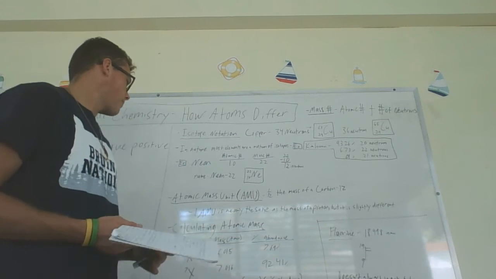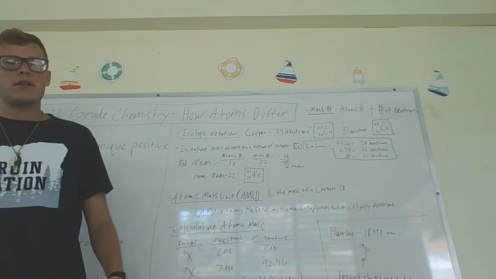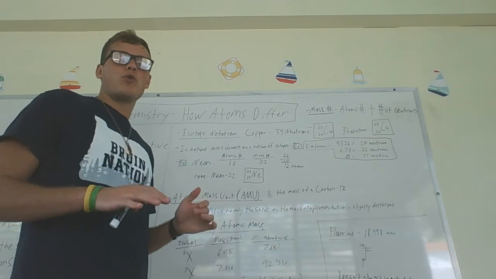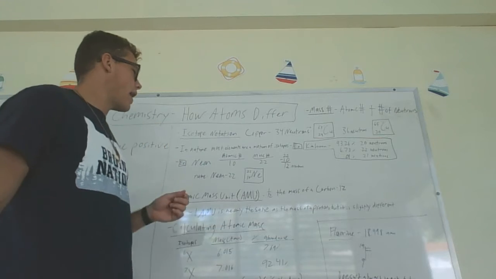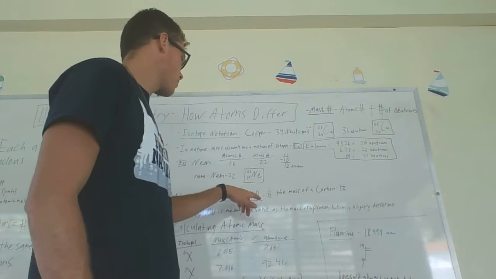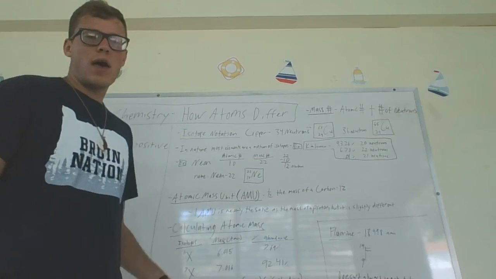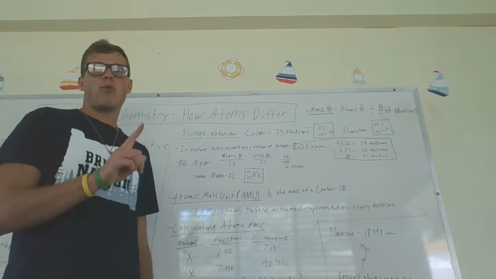So let's talk about atomic mass units. This is kind of confusing. Basically, the units used in the periodic table are atomic mass units. We call them AMUs, or you can just call them units sometimes. One AMU is 1/12 the mass of a carbon-12 atom. So that means the isotope carbon-12, 1/12 of that is 1 AMU.